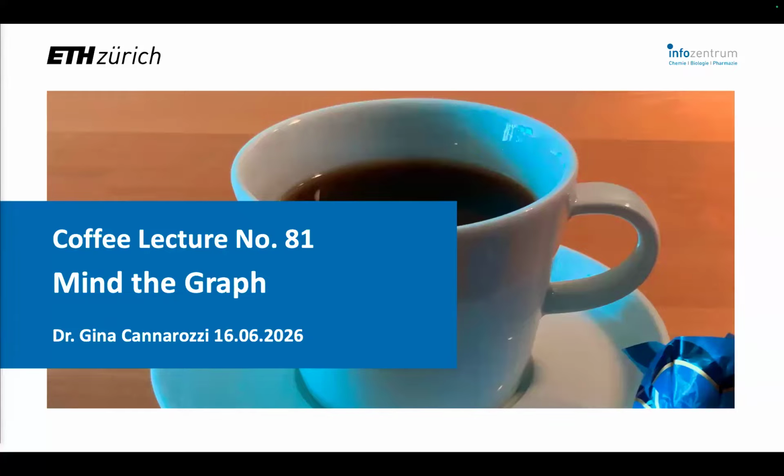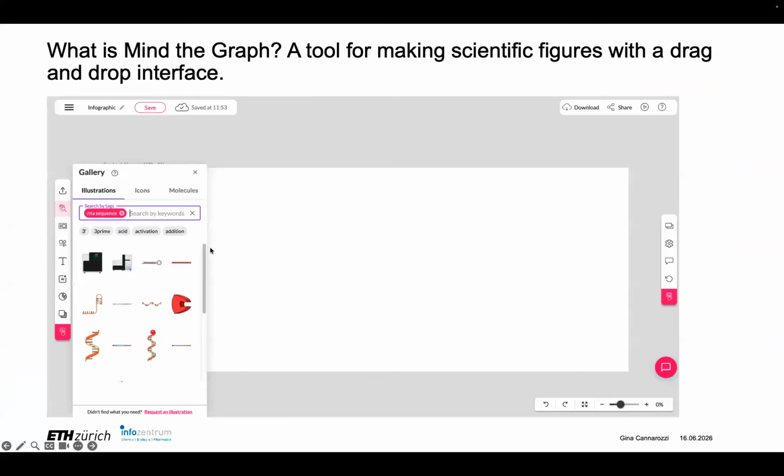Okay, so what is Mind the Graph? This is a tool for making scientific figures, and it has a drag and drop interface. So I can go over here, I look for messenger RNA, and these are the elements. I can just pick them up or click on them, and they jump right into the canvas here. And then in this way, I can build an image or a scientific figure. So when I asked for mRNA, I got this one. I did make something, and this is the one I ended up using.